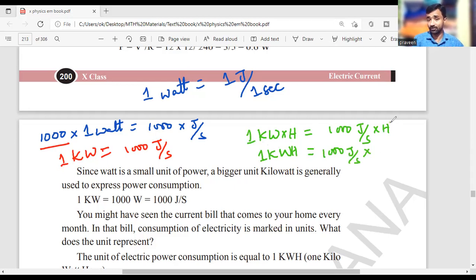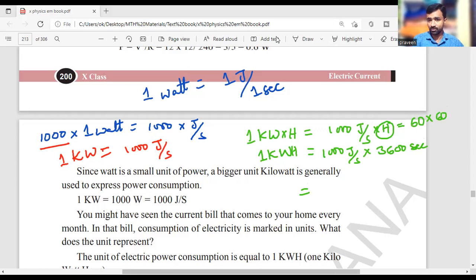This 1 hour I am replacing as number of minutes into number of seconds per each minute, so that I got 60 into 60. That means 3600 seconds here. 1 hour is replaced as 3600 seconds.